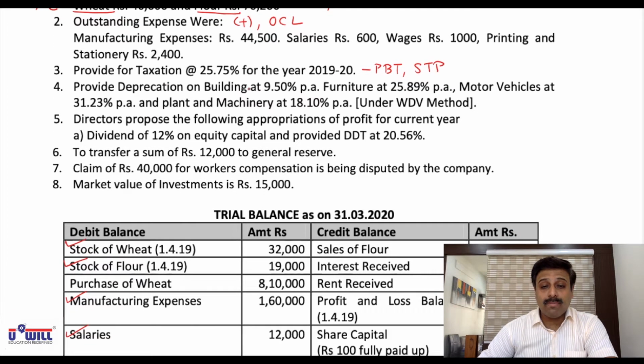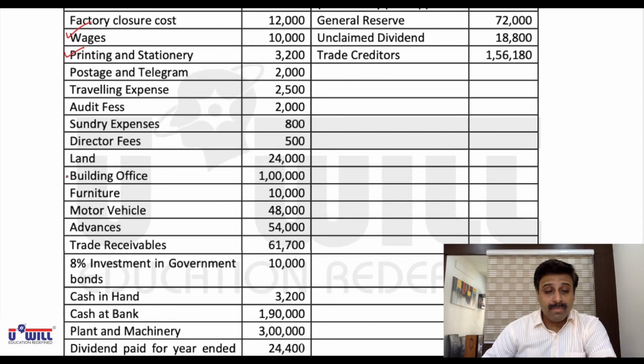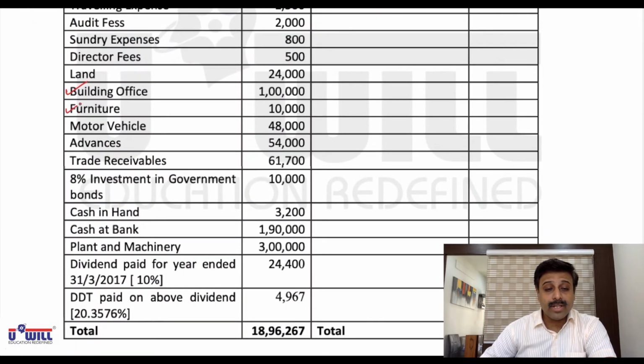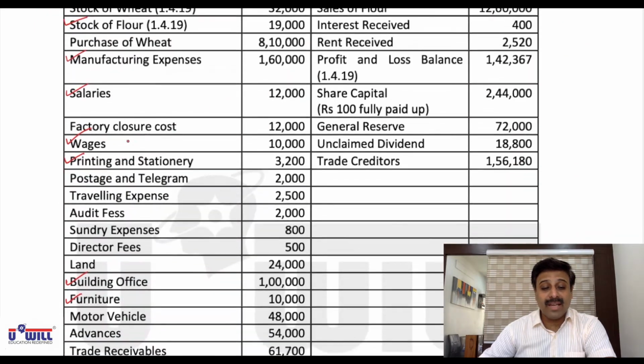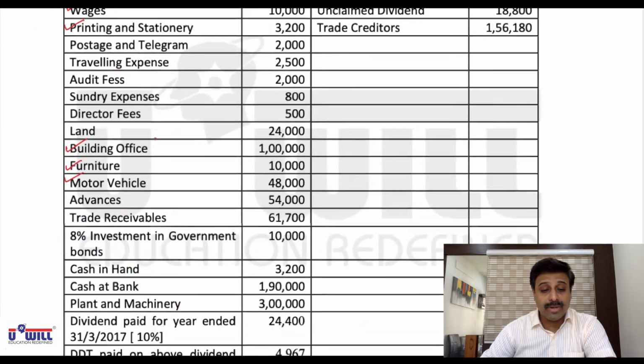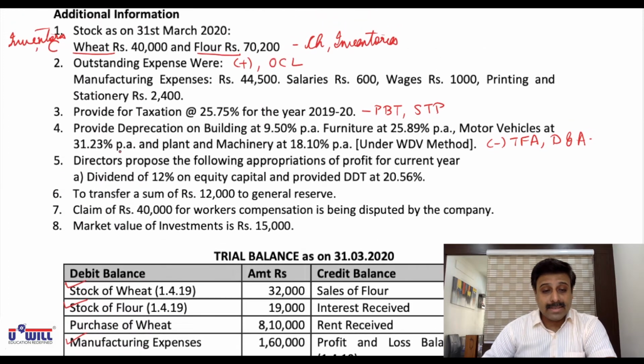Provide depreciation on building at 9.5%, furniture 25.89, motor vehicles 31.23, and plant and machinery. So minus from tangible fixed assets, and second effect depreciation and amortization. Put tick on building, office, then put tick on furniture, then put tick on motor vehicle, then put tick on plant and machinery. There we have to minus it.